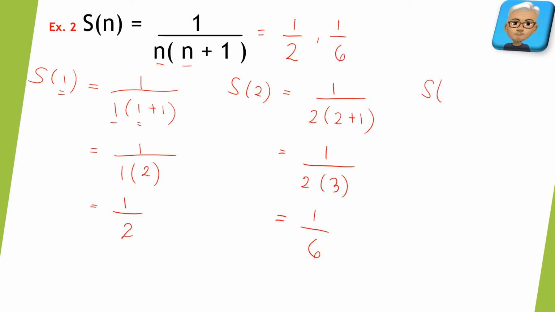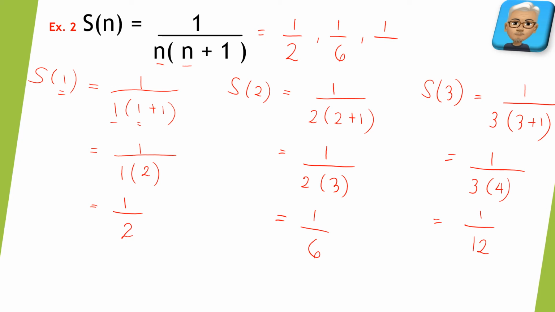For s of 3, replace n using 3. So that is 1 over 3 times the quantity 3 plus 1. That is 1 over 3 times 4. Nagkataon, ang 3 times 4 sa ilalim ay 12. That means, ang next term natin is 1 over 12.